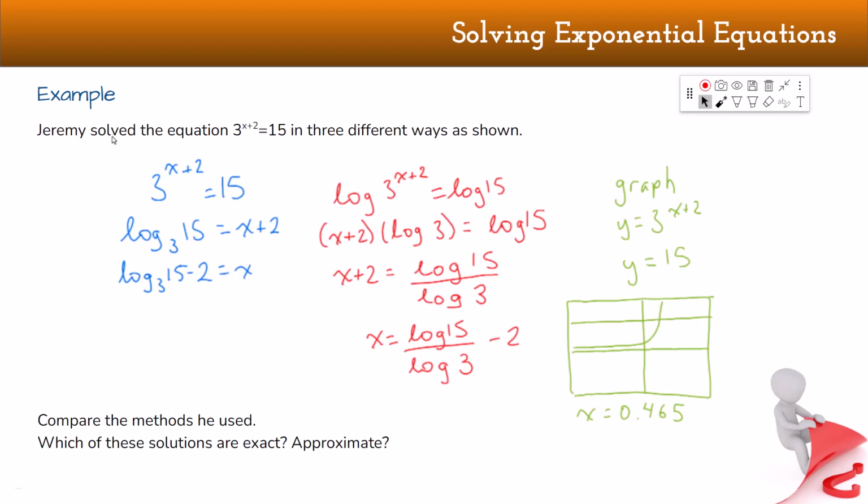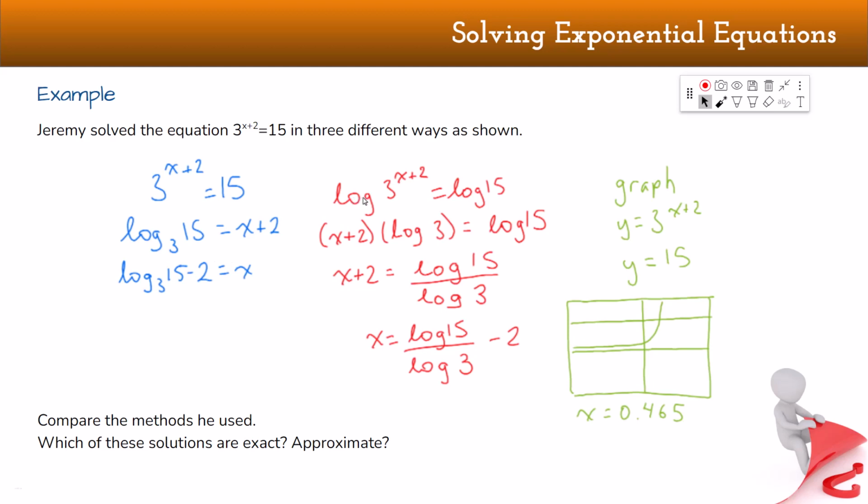So the students solved the equation 3^(x+2) = 15 in 3 different ways as shown below. Let's examine these. The first one, he took this expression as an exponent and converted it to a log. So he had log base 3 of 15 equals x plus 2, and he subtracted 2 from this side. So now he has this value right here.